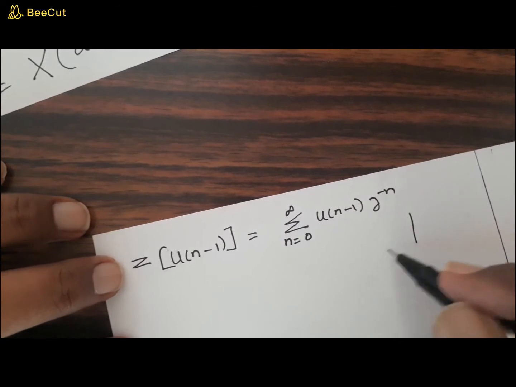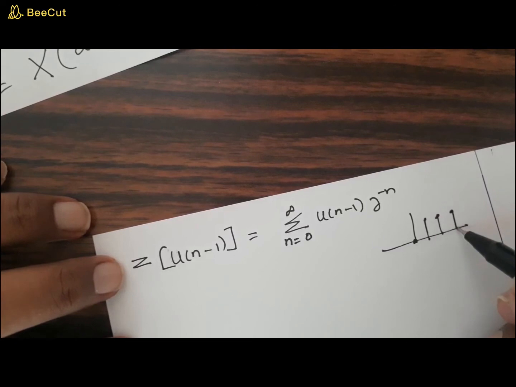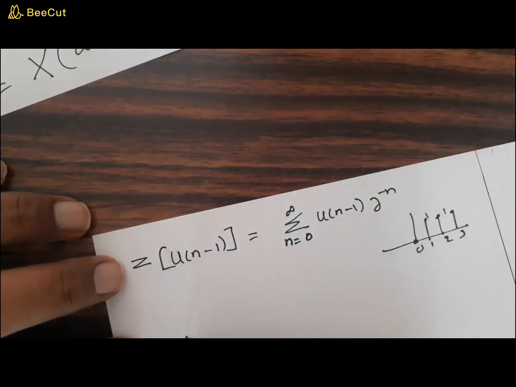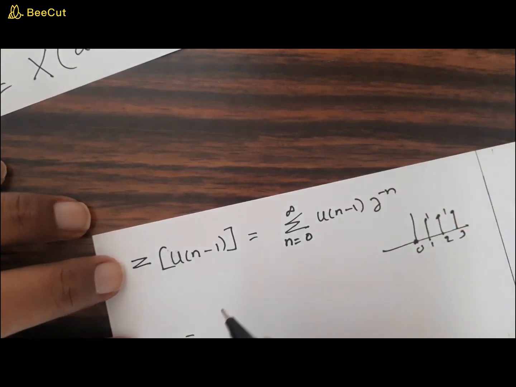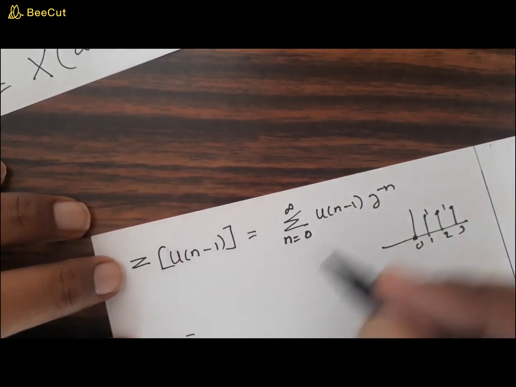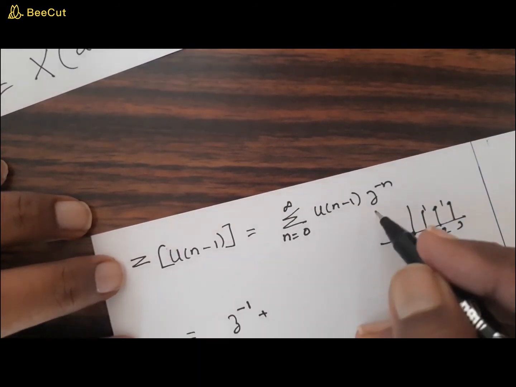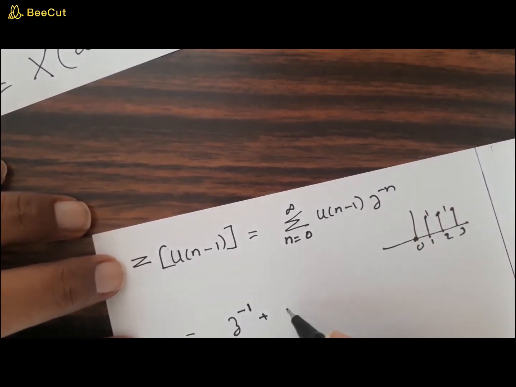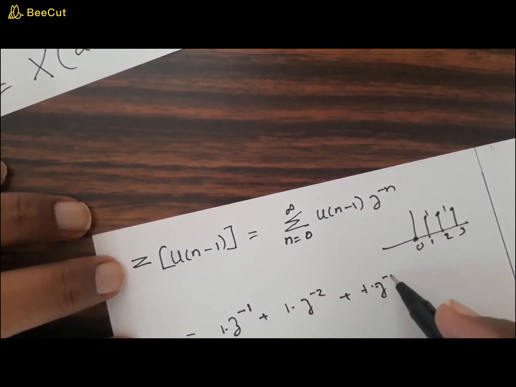What is this u of n minus 1? It is this one, right? At 0, 1, 2, 3, this is 1, 1, and at the 0th sample you have no value. So when you expand this, you get 0 into z raised to minus 0, which is 0, plus the next one, 1 into z raised to minus 1. So this is 1 into z raised to minus 1, plus 1 into z raised to minus 2, plus 1 into z raised to minus 3, etc.